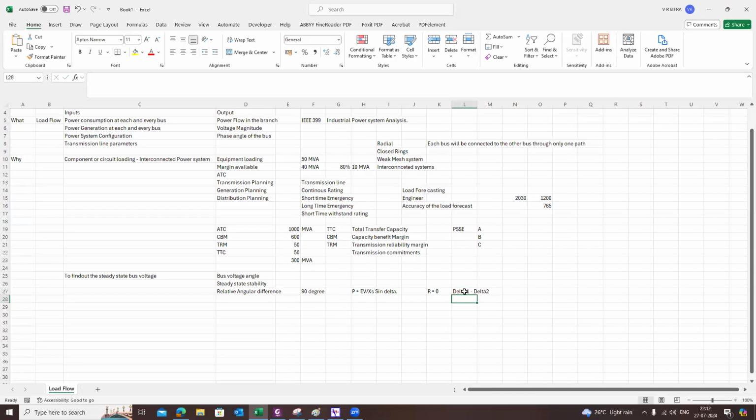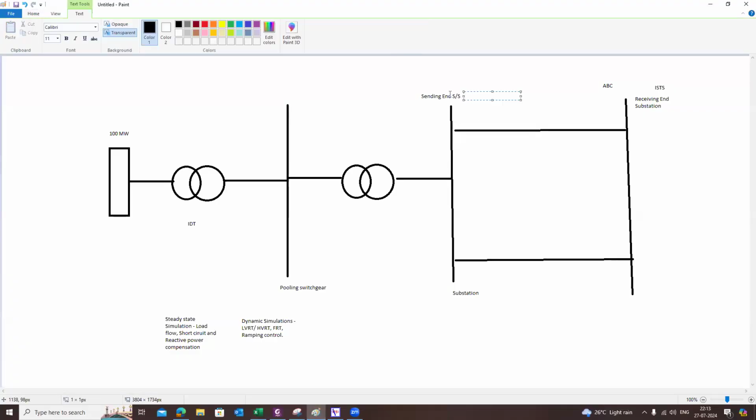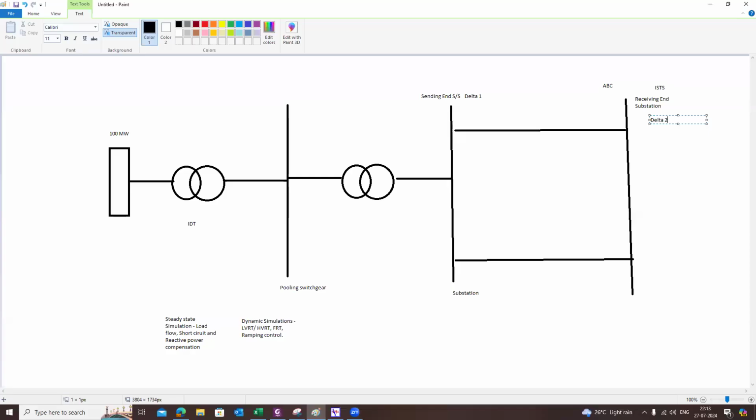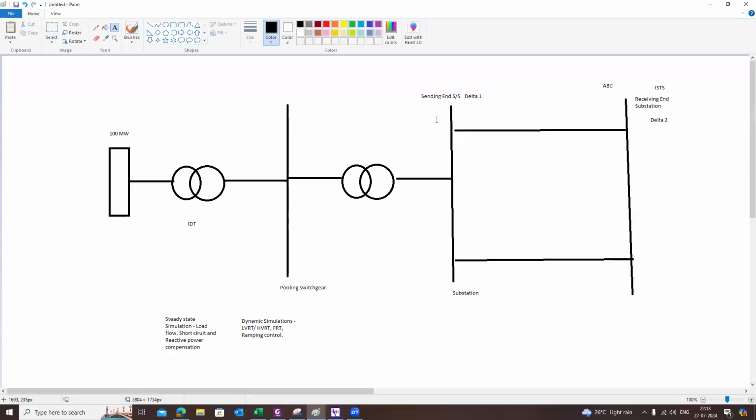Delta 1 minus delta 2, where delta 1 is the angle of the bus that we will call the sending bus, and this is delta 2. If delta 1 is greater than delta 2, then power will flow from this bus to this bus. If it is equal, there will be no power flow. If delta 1 is less than delta 2, then power will flow in this direction, that means from receiving end to sending end.